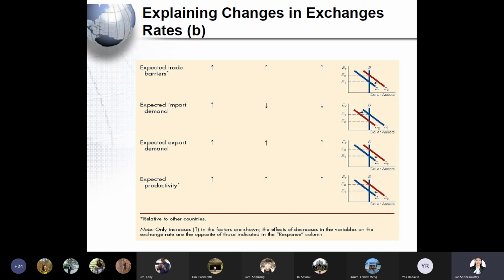So when exports increase, the opposite occurs compared with when imports increase, and then we see expected higher productivity will increase the expected exchange rate in the long run, will increase the expected return of the US dollar domestic asset, and will raise the exchange rate currently, to increase or to appreciate in this case.